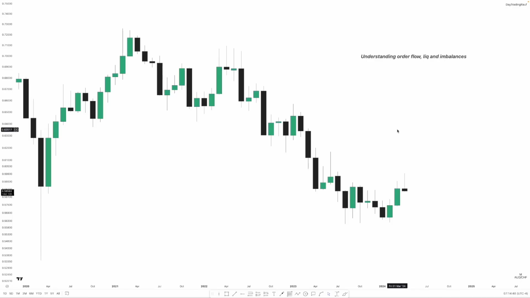We're going to cover understanding order flow, liquidity and imbalances. I'm going to be assuming that most of you don't really understand what order flow and liquidity are in general, and I'm going to try and put this into pieces for you all in this video. First we will go over order flow, then we'll cover liquidity and imbalances.